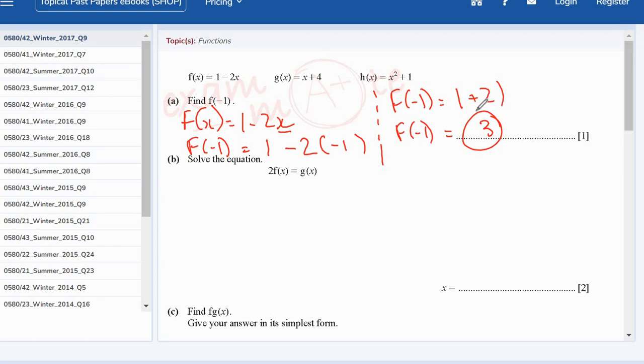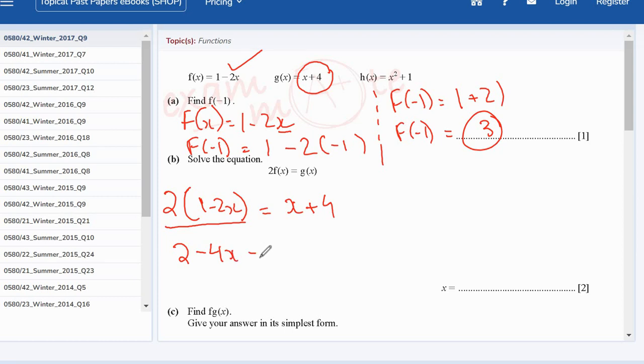Then we have to solve the equation 2f of x is equals to g of x. So look, first of all, what is f of x equals to? This. So you will write 2 times 1 minus 2x is equals to g of x. What is the value of g of x? x plus 4. So I will write x plus 4. So now I will expand this bracket. This is basic algebra. 2 multiplied by 1 is 2. 2 multiplied by minus 2x is minus 4x is equals to x plus 4.